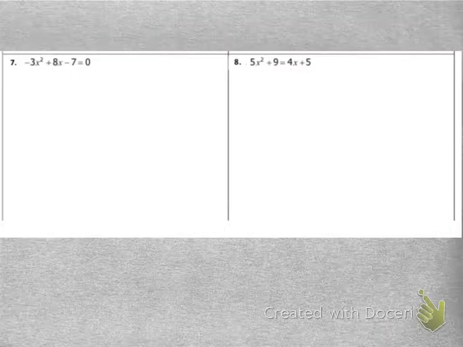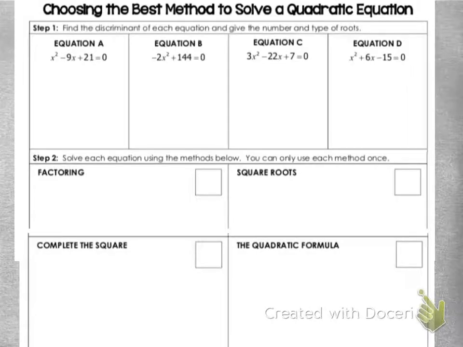So rather than do 7 and 8 as try-it questions at this point, I'd like to move to the last page of our notes, where we try to put all this together and train you how to think about the equations you have to solve and decide which method you want to use. So step 1 says to find the discriminant of each equation and give the number and type of roots.